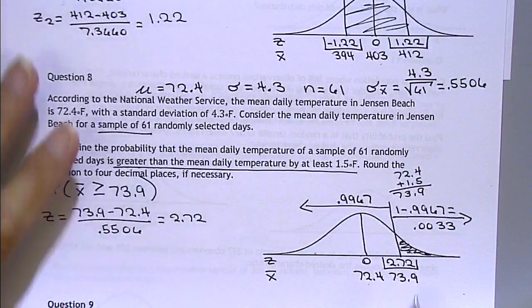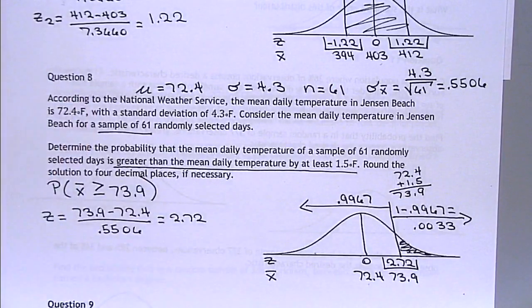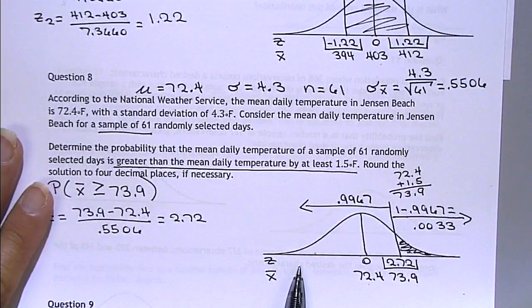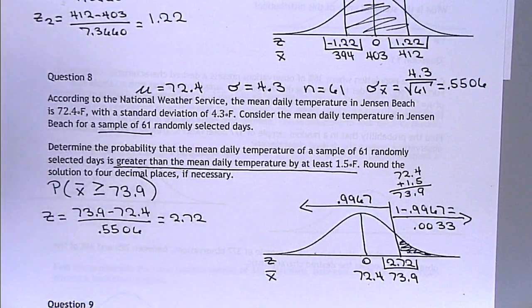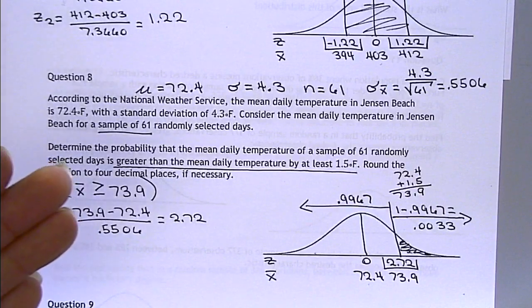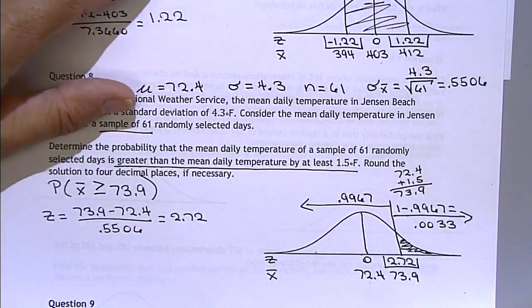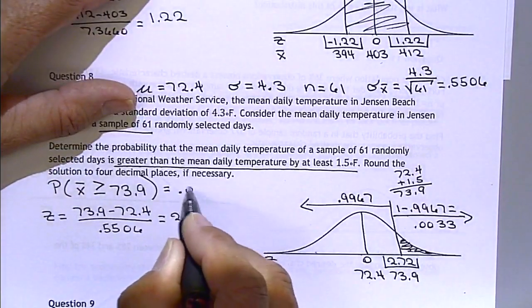If you ever want the area to the right, if you have a positive z-score, look it up on the negative side. If you have a negative z-score, look it up on the positive side, okay? Just look it up on the opposite side. It'll give you area to the right. Otherwise, Z only gives us area to the left, okay? It's just a shortcut. All right, so that's the area, and that is the actual answer to our question.